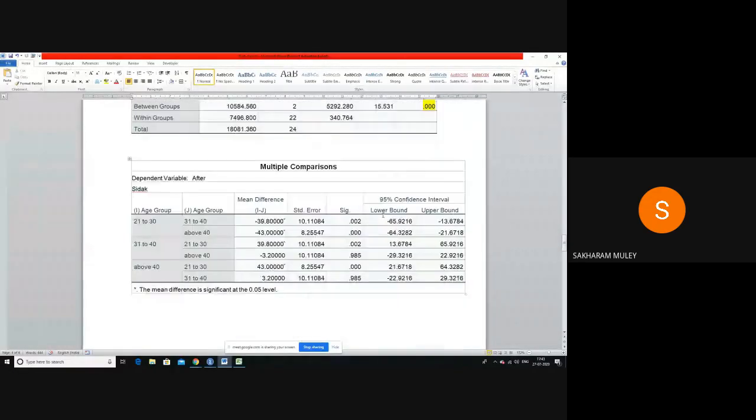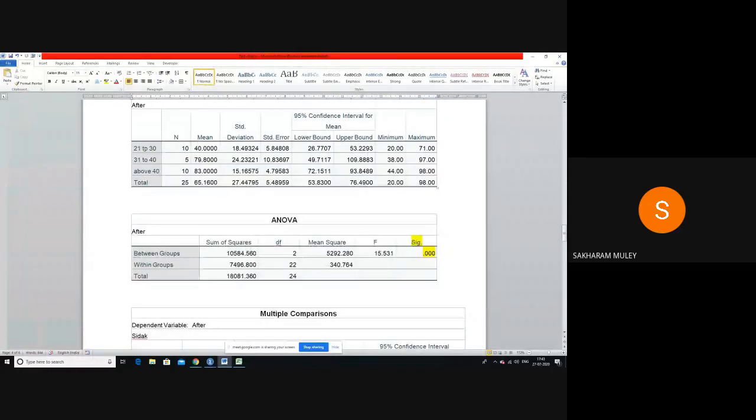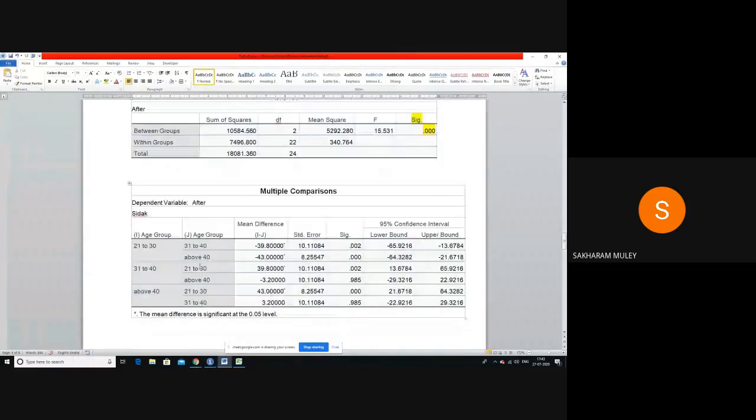Pairwise comparison, in SPSS we call it multiple comparison. What is a pairwise comparison? As I have three groups, I need to compare group 1, that is 21 to 30, against 31 to 40, then 21 to 30 against above 40, then 31 to 40 against above 40. So I have three comparisons. I will retain only that much of the table. We have to do some changes as per our requirement.